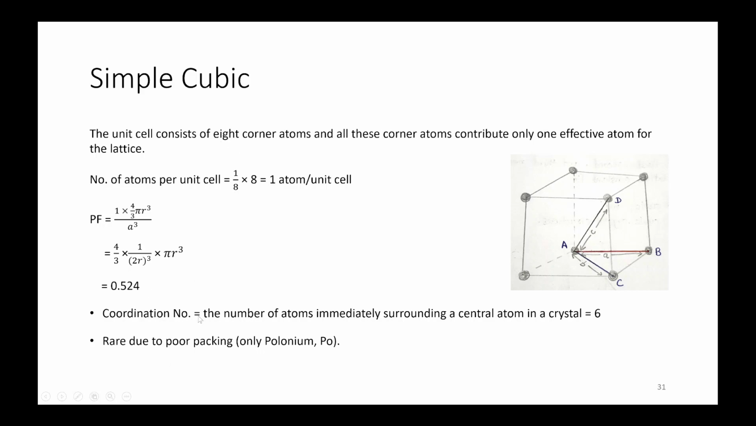And coordination number is the number of atoms immediately surrounding a central atom in a crystal. So for example, if we take this atom, one atom will be in this direction, one in this direction, 4 atoms in this plane, and one atom at the top of it. So 6 atoms will be nearest neighbors for this atom. It is rare due to poor packing, so it is only found in polonium.